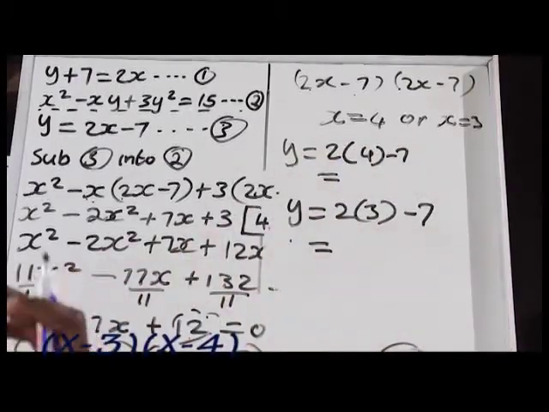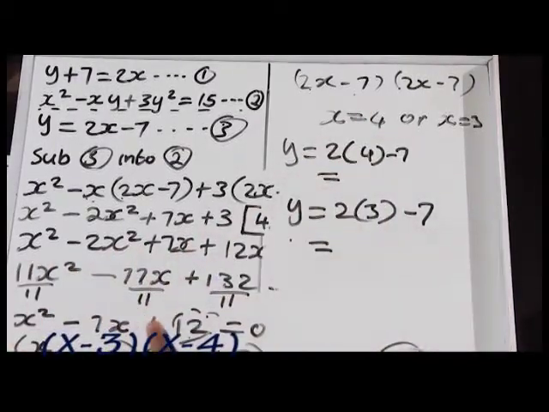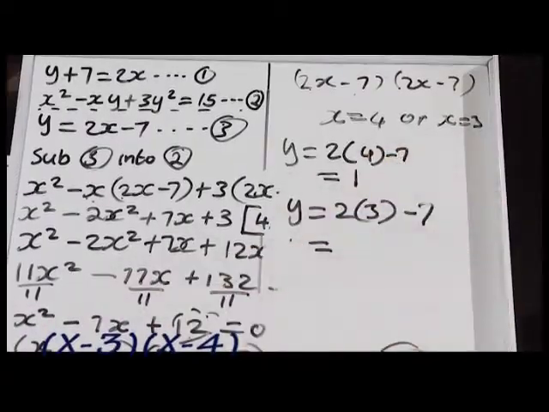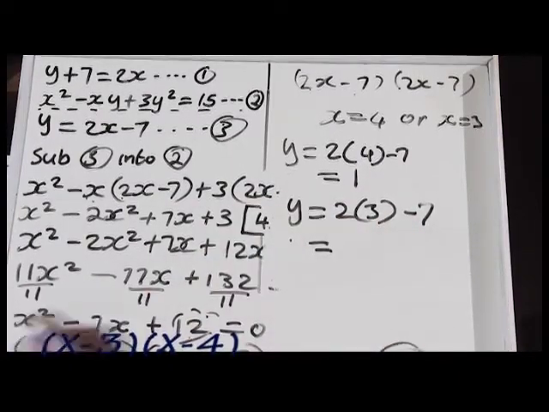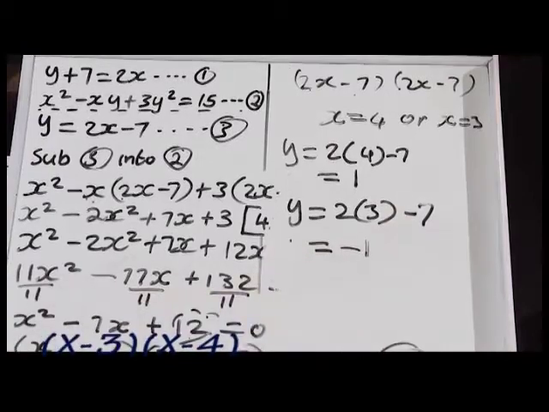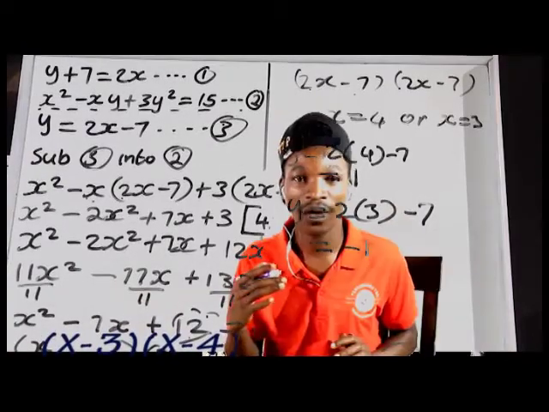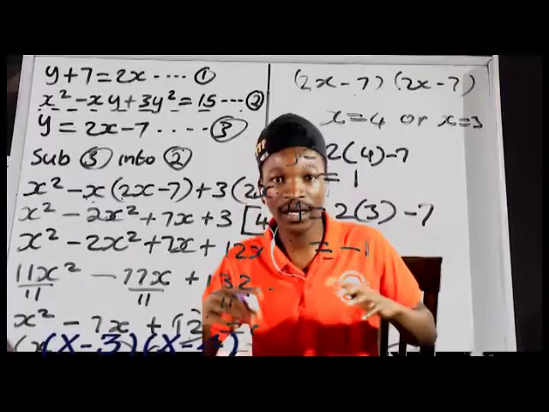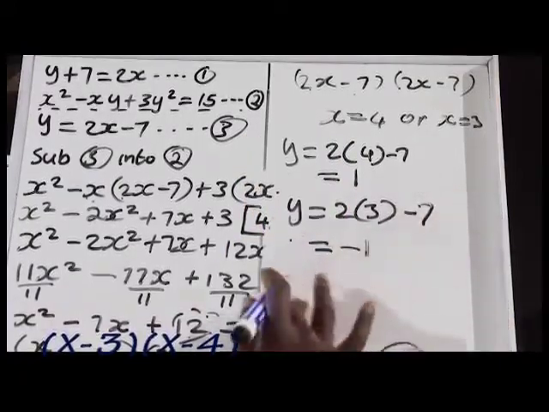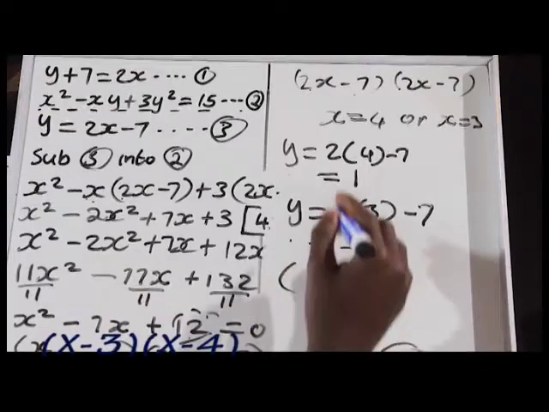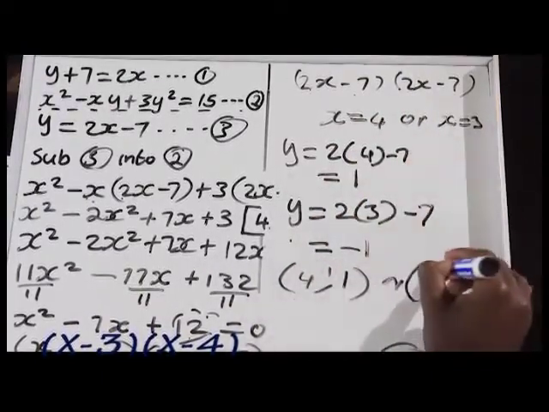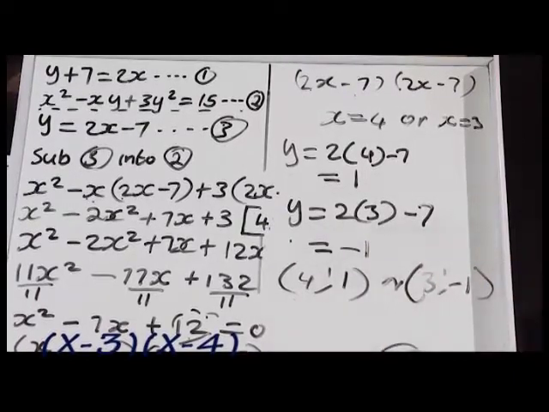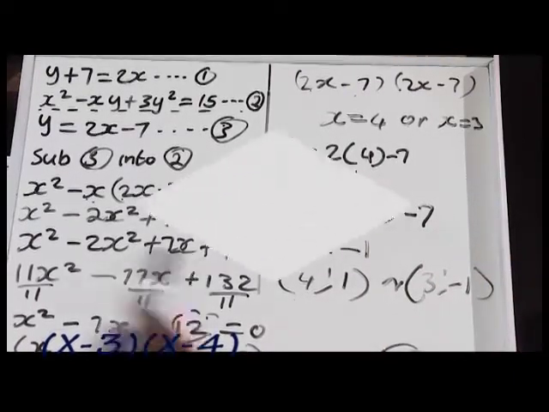Then you know that 2 multiplied by 4 minus 7 is going to give you y equals 1, right? Then again 2 times 3 minus 7, your y is going to be negative 1. The examiner expects you to put your answers in point form, or as coordinates. So you have (4, 1) or (3, negative 1). This is the end of our first session.